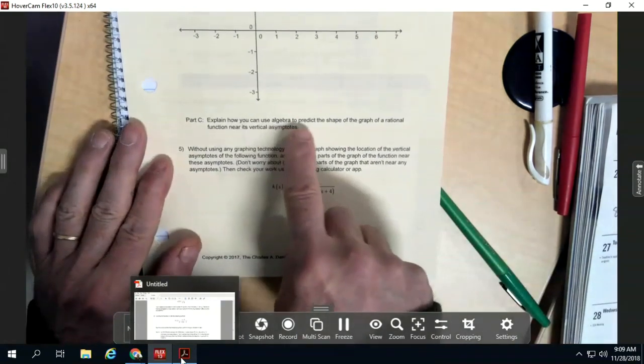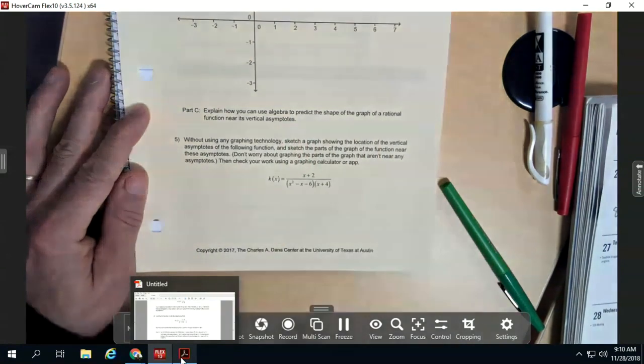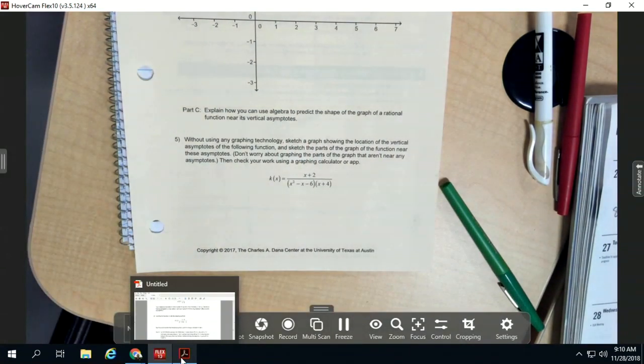So, how could you use algebra to predict the shape of the graph of a rational function near those asymptotes?